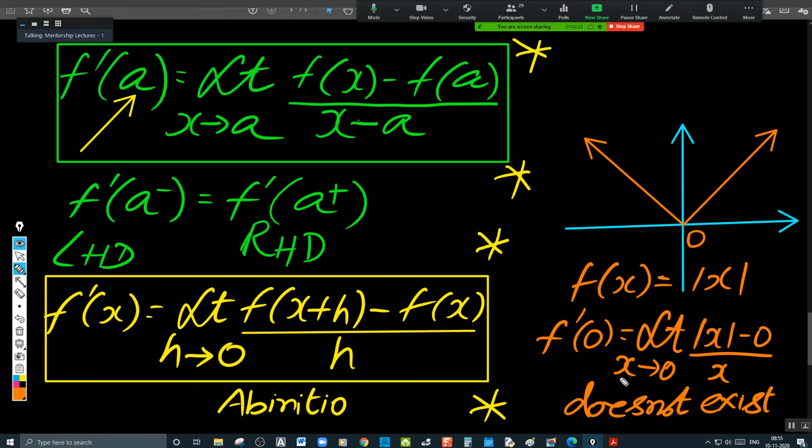So, mod x by x as x tends to 0 does not exist. It is a signum function. Everyone knows this. Now, this is the theoretical approach. And if you want to understand graphically, how do we understand this? What is the meaning of non-differentiability in this case? Understand, dy by dx is nothing but the slope.